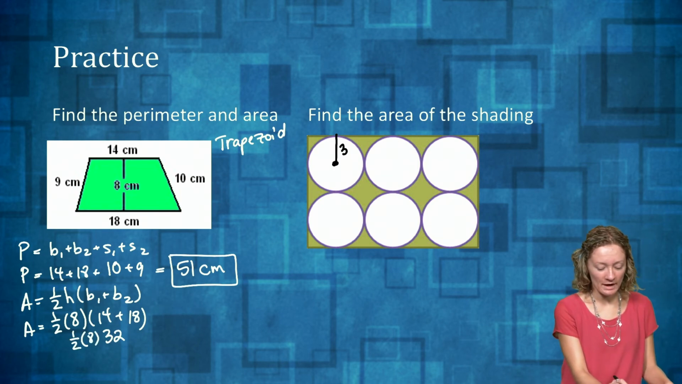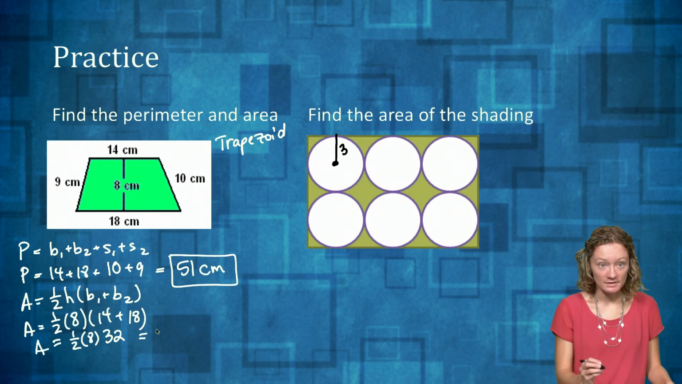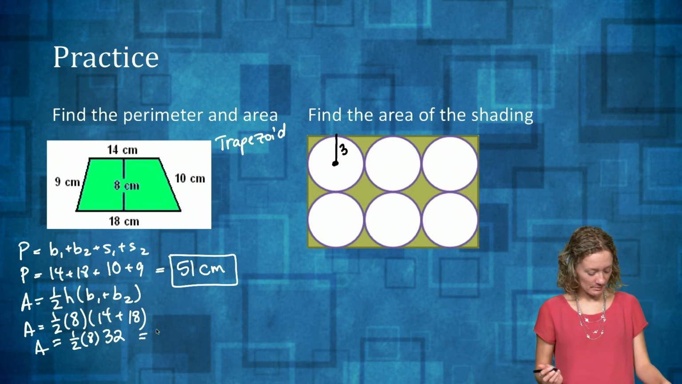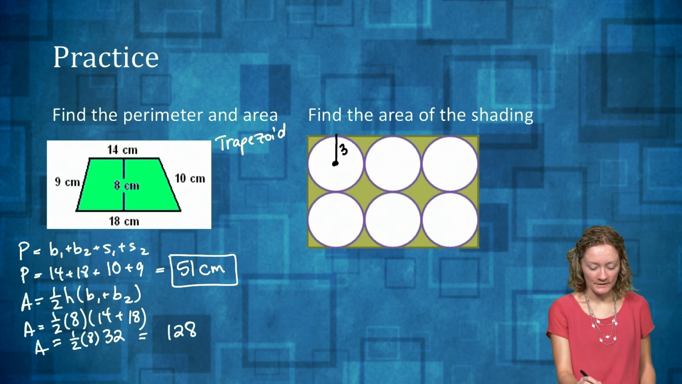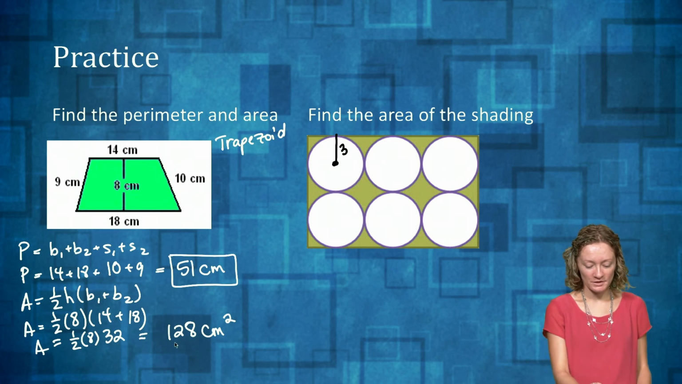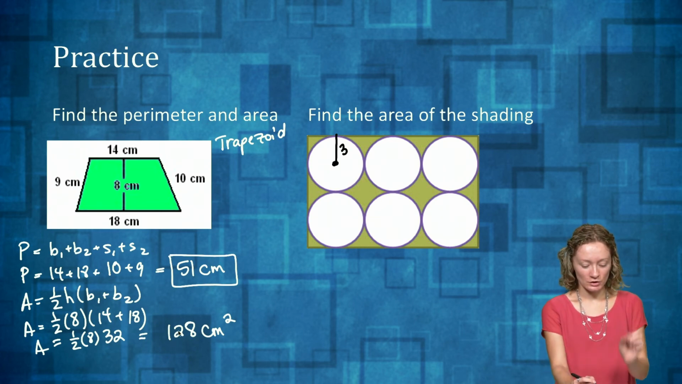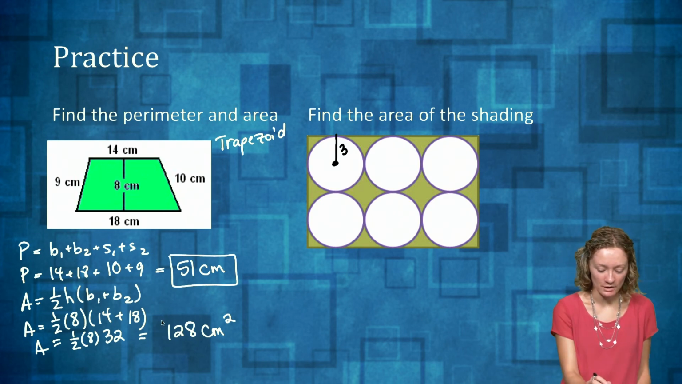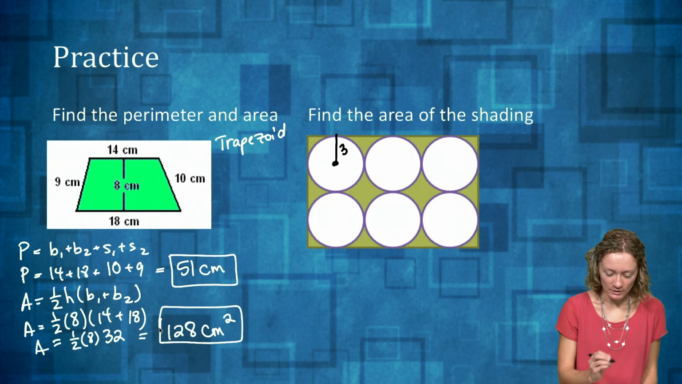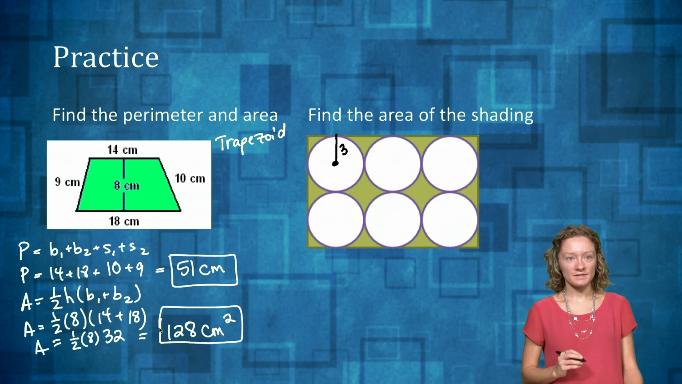Then multiply 1/2 times 8 times 32. You can do all of that at the same time in the calculator. We get 128. And then these are centimeters squared. Since we're talking about area, that would take 128 little centimeters squared of paper to coat this object. Lots of little sticky notes coating it. Okay, all right, good for that one.